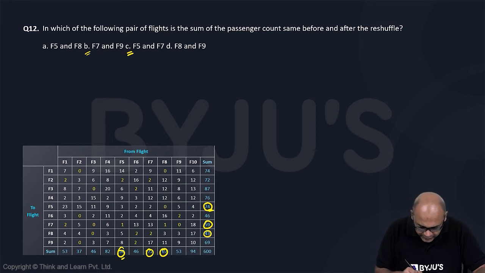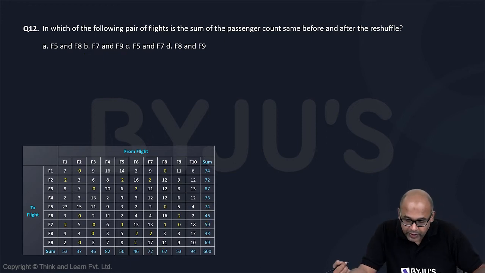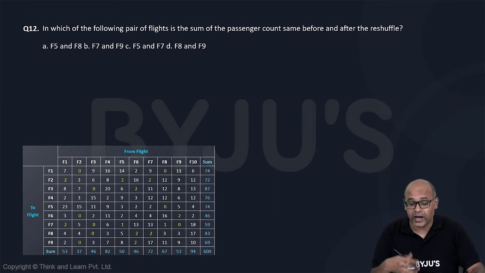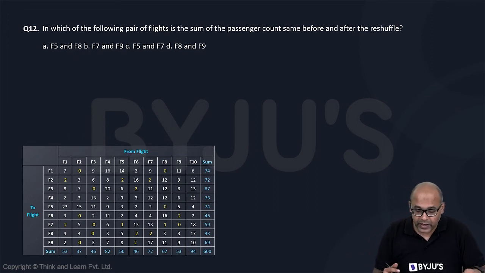How is it none of them? Did I understand the question correctly? Which of the following pairs of flights is the sum of the passengers? We need to add them. Okay, fine. We need to add F5 and F8, the total, and then take it up.